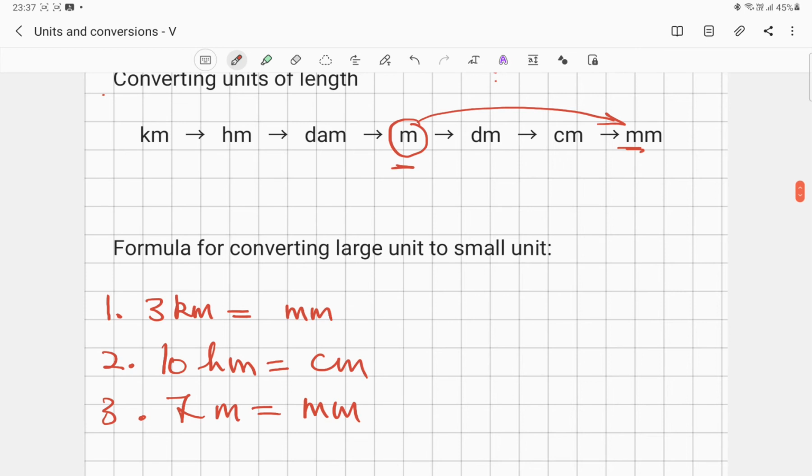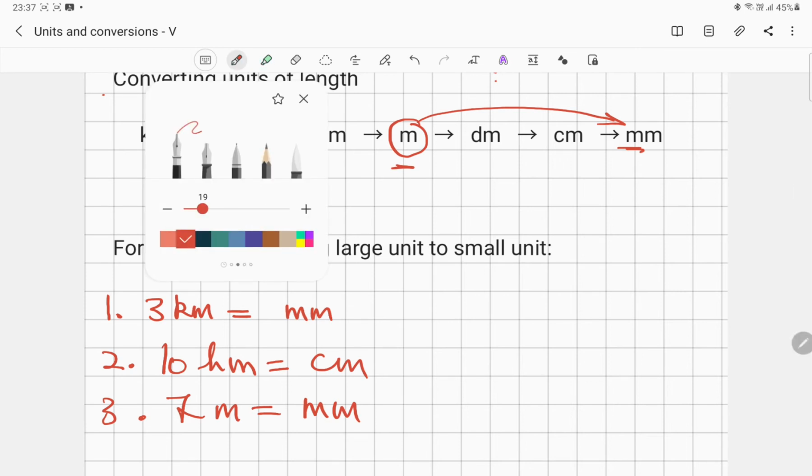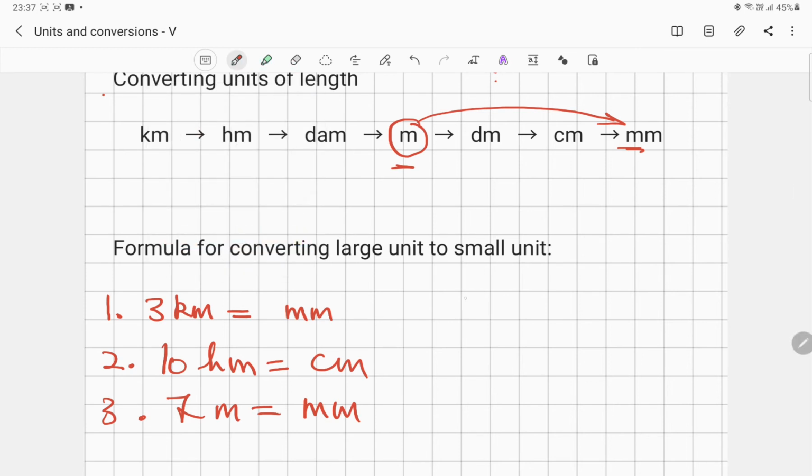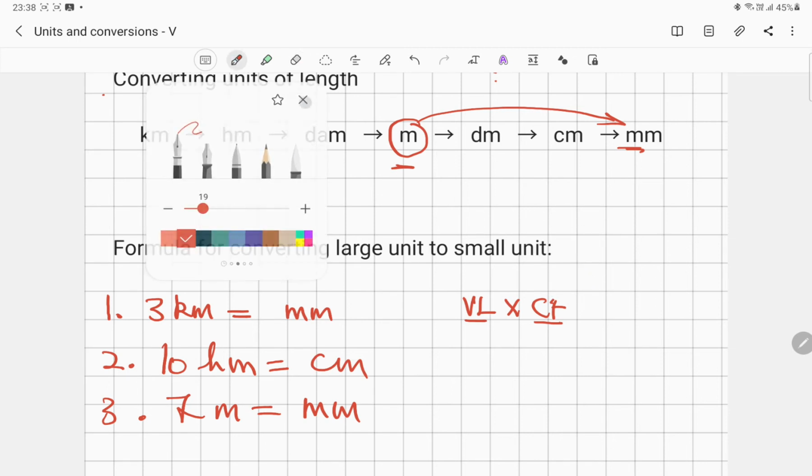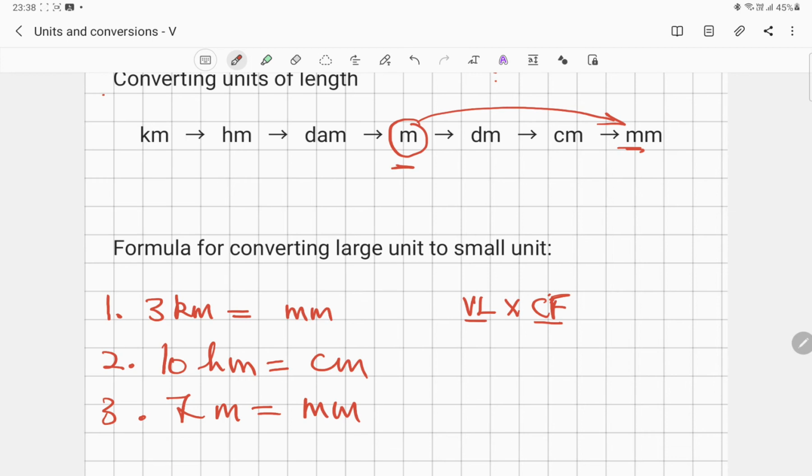Now, the formula for converting a large unit to a small unit, what is the formula? VL times CF. What is VL here? Value of the large unit. What is CF? Conversion factor. So the simplest way is to find the conversion factor, the simplest method, and that is what we are going to follow, right? So here we go. Conversion factor.